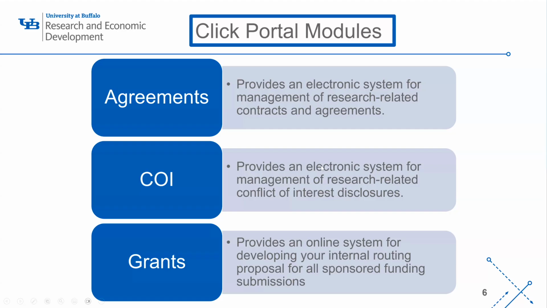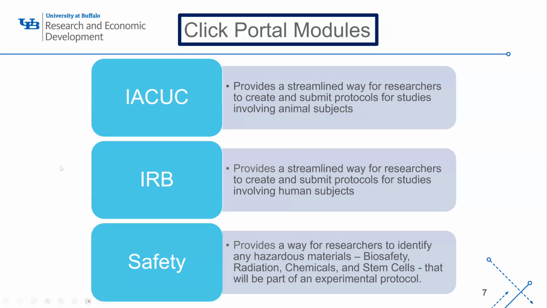And then whenever you are doing research, there are research specific forms that you will have to fill out in that module as well. There's a grants module that helps you to manage your proposals for grants and to help with all sponsored funding submissions. IACUC is the module that helps with animal studies, helping to submit protocols for animal study. And IRB is just like IACUC, only it is involving human subjects. So IACUC, IRB, animal, human.